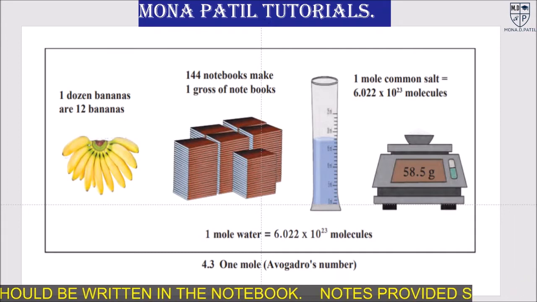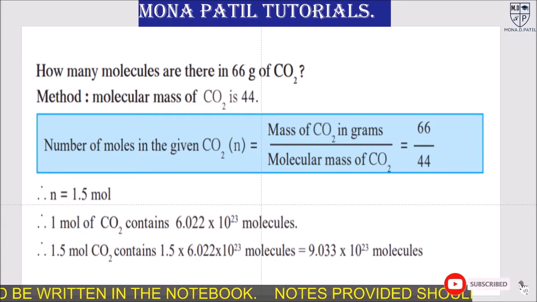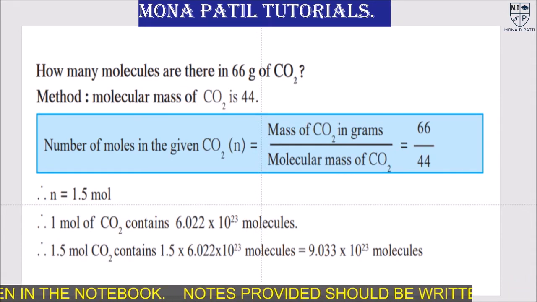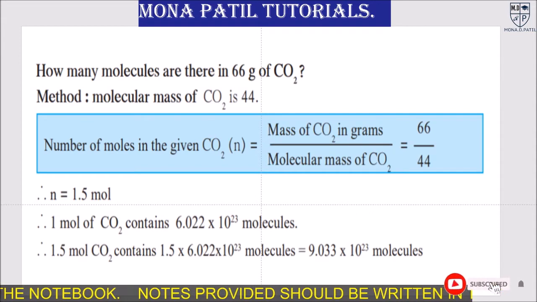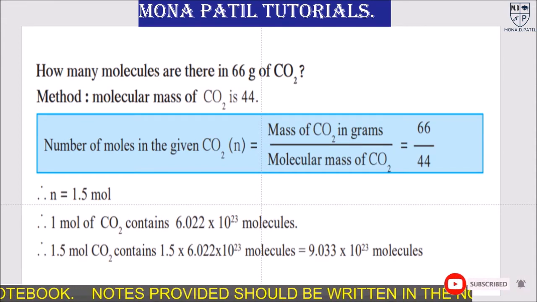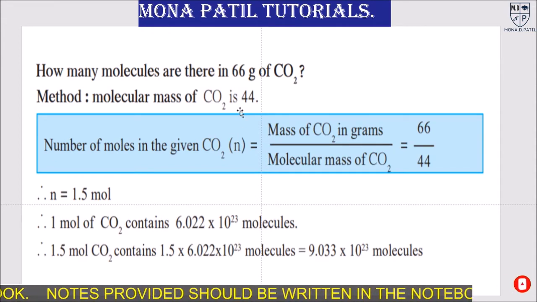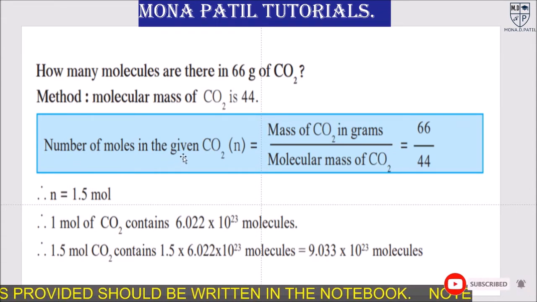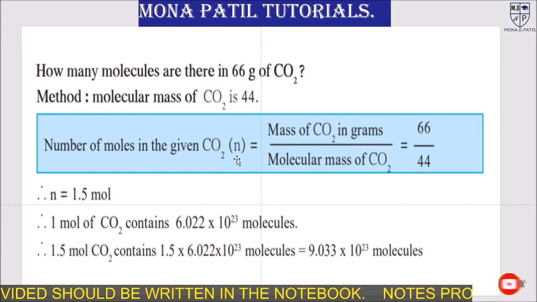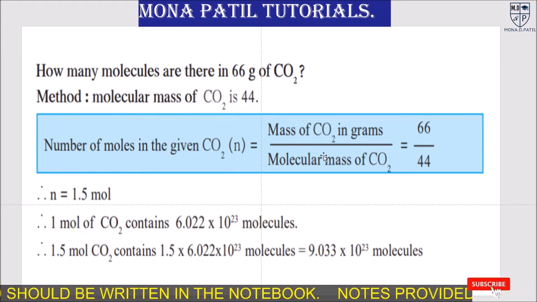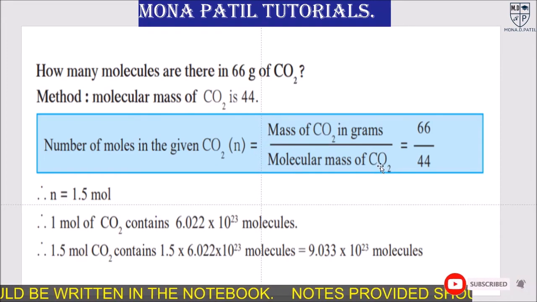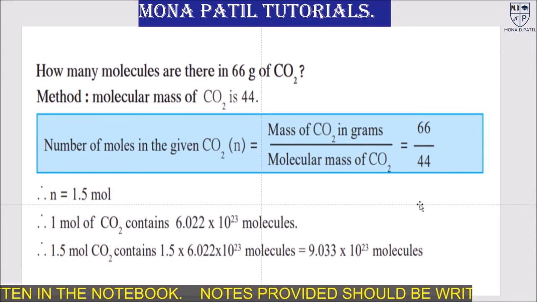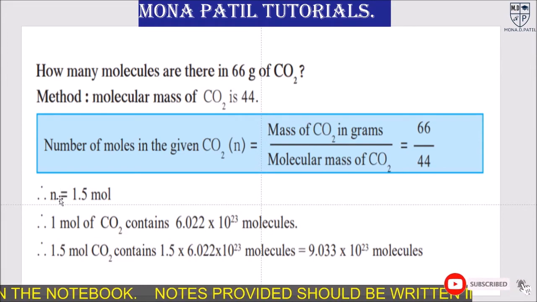Now here, how many molecules are there in 66 gram of carbon dioxide? Such an example we can solve with the help of this formula. So the molecular mass of carbon dioxide is 44, that we have seen in the previous slide. The number of moles of carbon dioxide is equal to the mass of carbon dioxide in grams upon the molecular mass of carbon dioxide. The mass is given already and we know the molecular mass, so substitute these values in the formula.